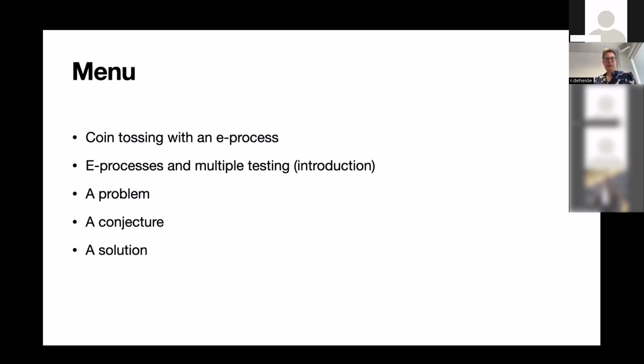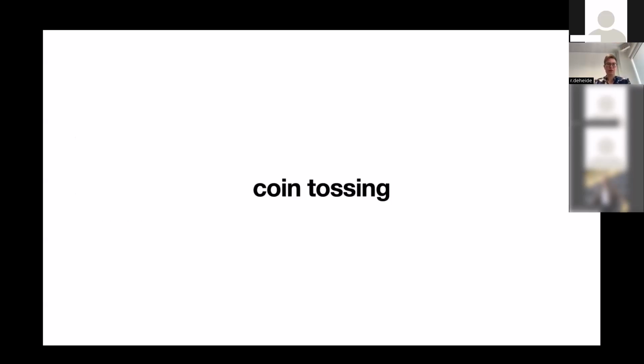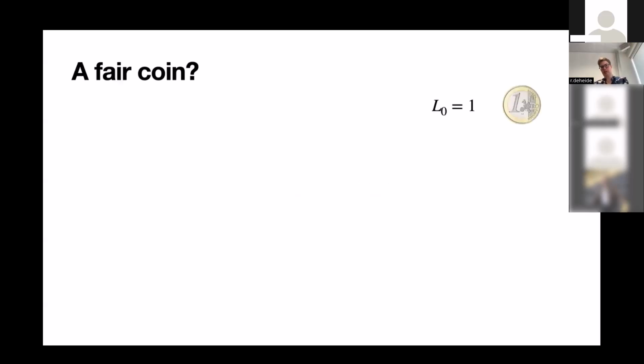Then I will tell a little bit about the work with Yuri and Jelle that we put on arXiv in February. There is one problem that appears when using e-processes for multiple testing. We don't have a conjecture, we have a proposition by now, and a solution to that problem. Then I fit in one last slide about our FDR control results with the e-values. So first the coin tossing.